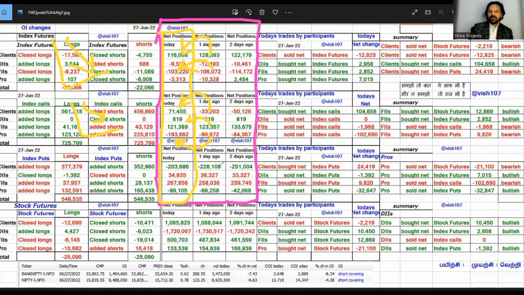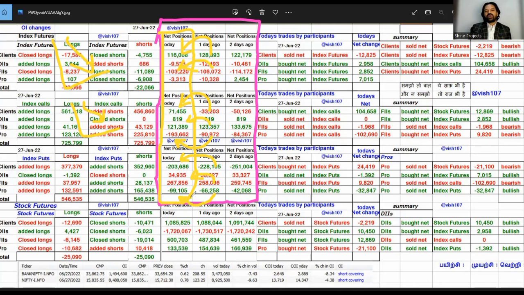Clients have also done unwinding in the put contracts. I know today the market was choppy, with sideways movement. Premium melting took place on both sides. So they've booked some profits, looks like clients. And foreign institutional investors have done short put addition, which is negative. But looks like pros are giving some support to the market. Maybe at lower levels, pros have done put writing also.